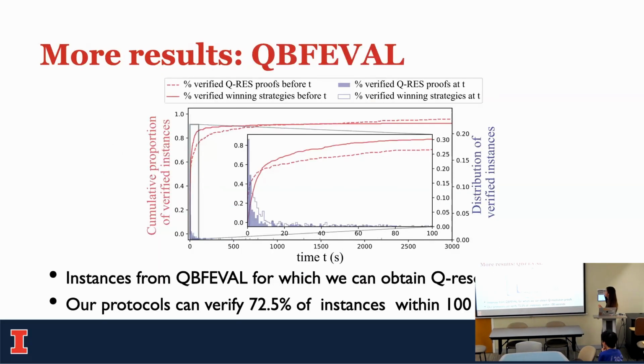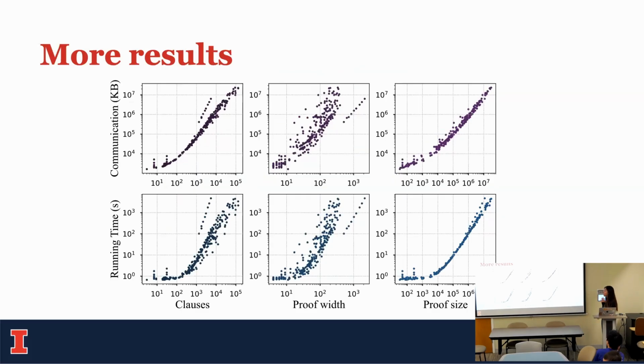Okay, now I want to show some additional evaluation of our work. We benchmarked our protocol on QBFEval, a standard benchmark for evaluating QBF solving, and we find that we can verify almost 70% of the instances within 100 seconds, as long as the solver can generate the Q resolution proof or winning strategy for them. And then we also try to see what affects the performance of our protocol.